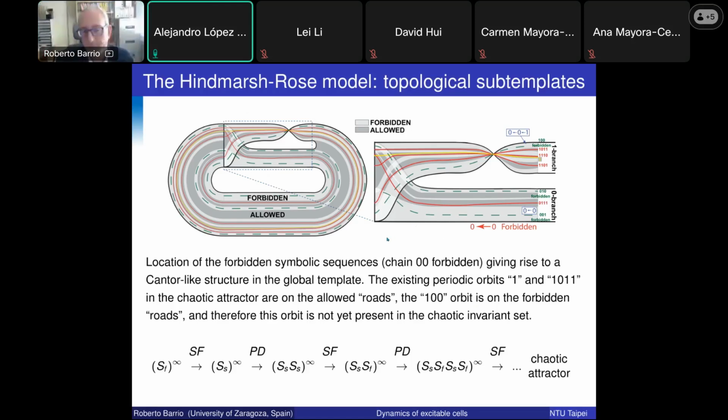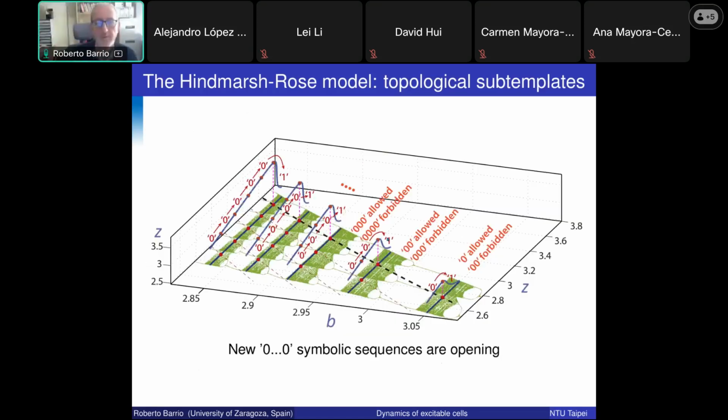Yeah, I see. Okay, so in fact this is something like this. Here we have 0 allowed, 0 forbidden in this chaotic attractor. Later in this area, this line is where the maxima of this first return map are located. When the curve grows, here you will have a symbolic flip.